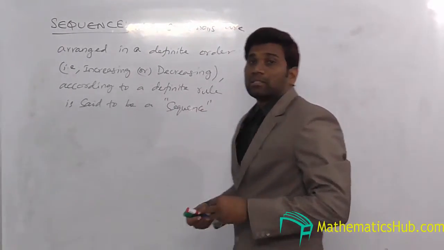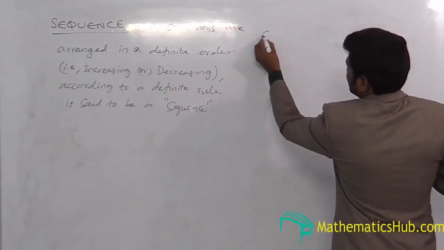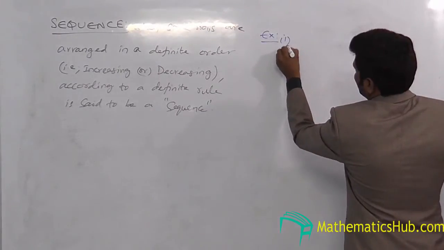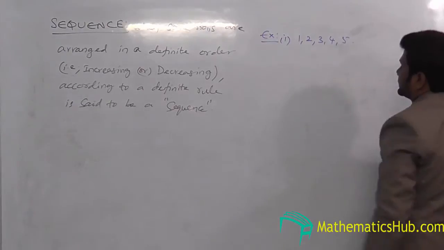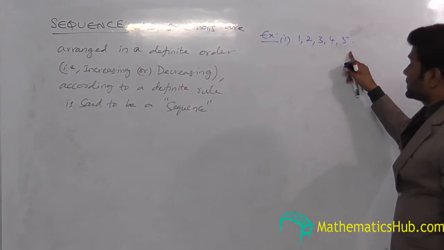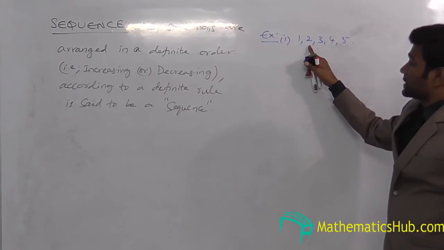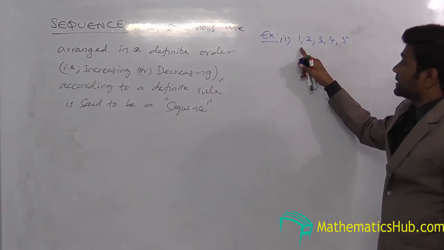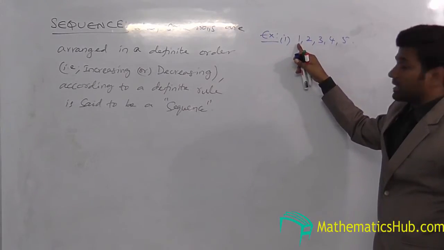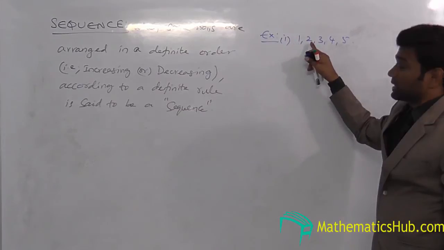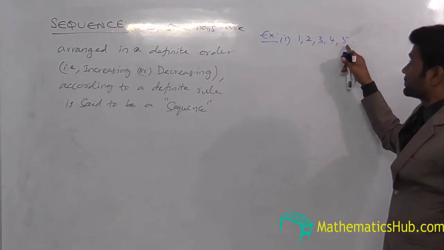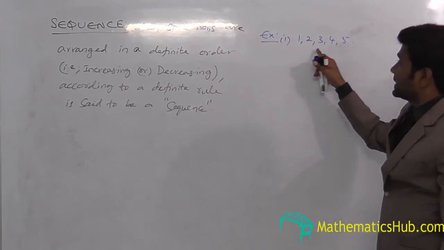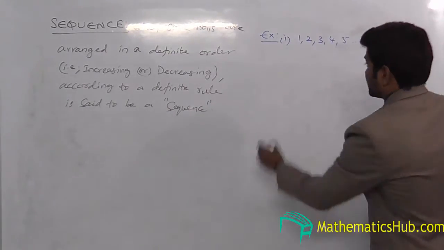Now we'll see some examples. 1, 2, 3, 4, 5. In this list, each succeeding number is obtained by adding 1 to the preceding number. See, 1 plus 1, 2; 2 plus 1, 3; 3 plus 1, 4; 4 plus 1, 5. So clearly it is a sequence.